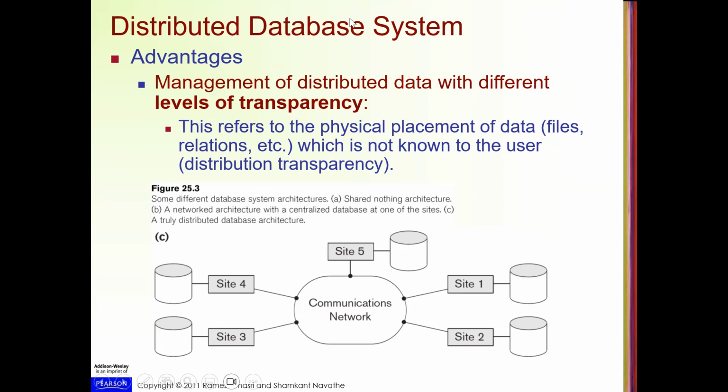Now let us see what the advantages of a distributed database system are. The advantages include management of distributed data with different levels of transparency, which means that the physical placement of the files, tables, database, or any database object is not known to the user. He doesn't know whether the file he is trying to access is stored inside his machine or inside site 1, which is connected through the communication network. This is called distribution transparency or location transparency.